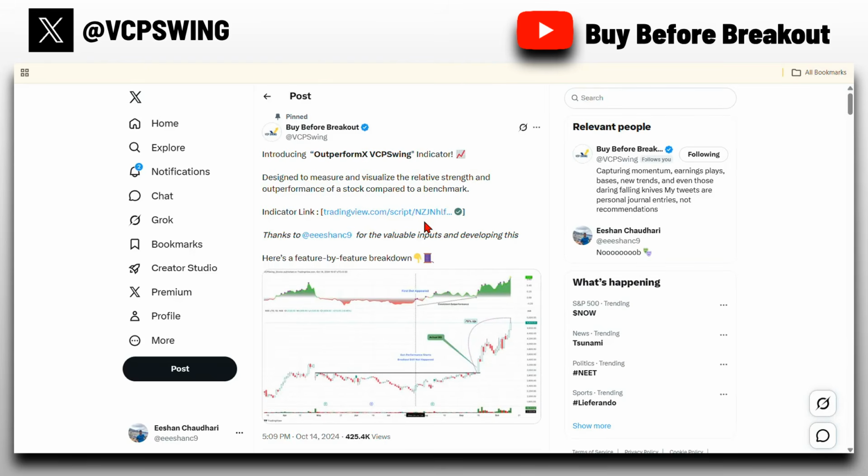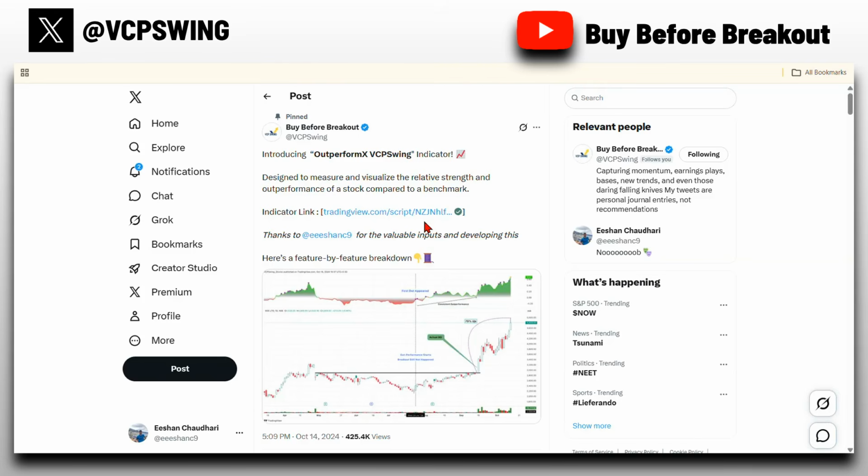So the main idea behind this indicator was to scan and filter stocks that show strong relative outperformance against a benchmark. Now, just to be clear, outperformance doesn't only mean that the stock is going up. It also means that whenever the market is negative, your stock is still holding its ground, even if it is giving flat or minimal returns. In both situations, the stock is outperforming the market.